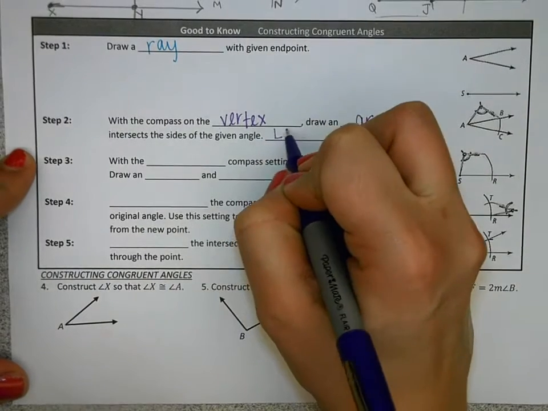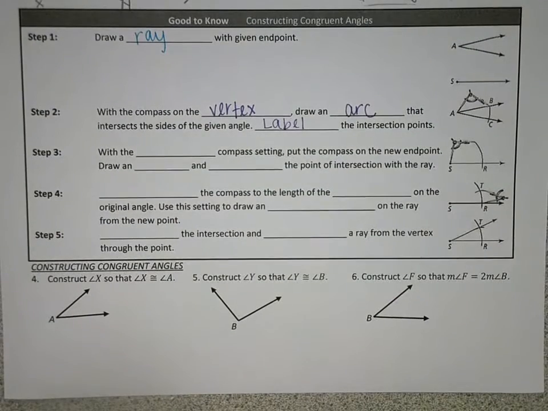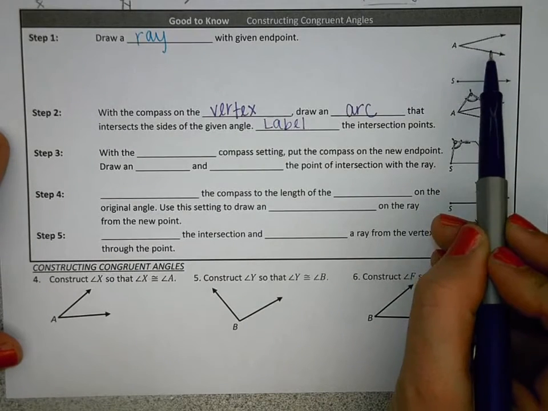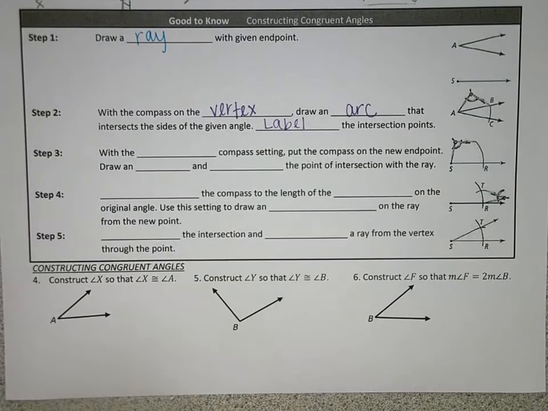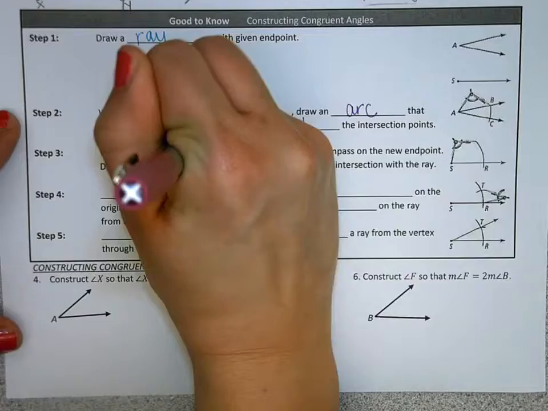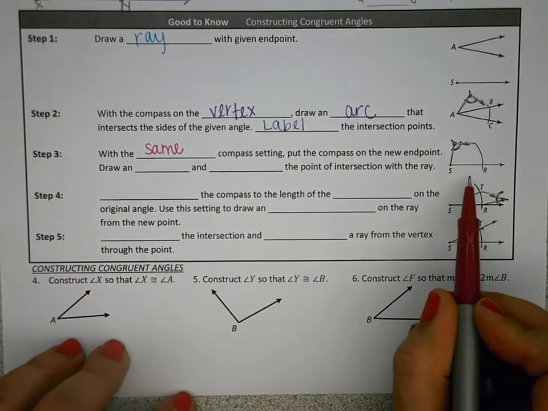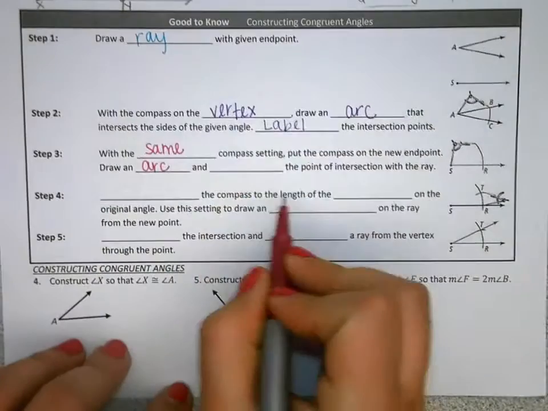It wants you to label the intersection points. We may or may not do that because it gets time consuming after a while. So on the original angle, you're going to open up your compass however big you want. And you're going to draw an arc that intersects both legs of the angle. Okay? Now here's what we need to do. With the same compass setting, so you do not move it, put the compass on your new endpoint, and you're going to draw an arc and label the point of intersection.